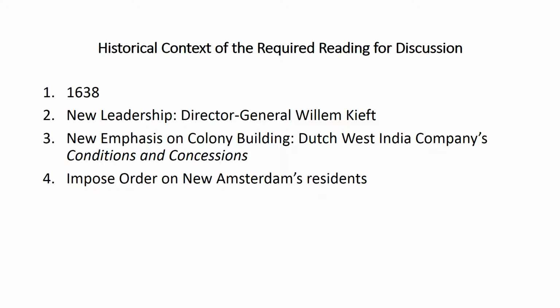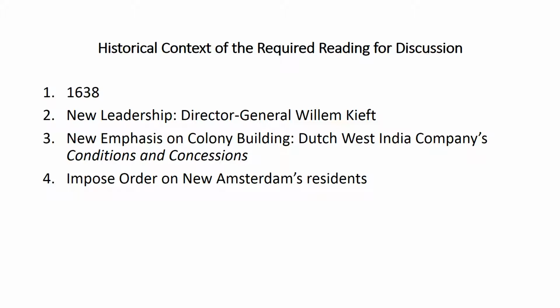1638 is an important moment because a series of things begin to happen on the island that forever shaped the city's history. In 1638, the Dutch West India Company, which controlled the city and the entire colony of New Netherland, sent over a new leader, the Director General William Kieft. He arrives in 1638 and begins to try to reform and transform the city at the tip of Manhattan Island.